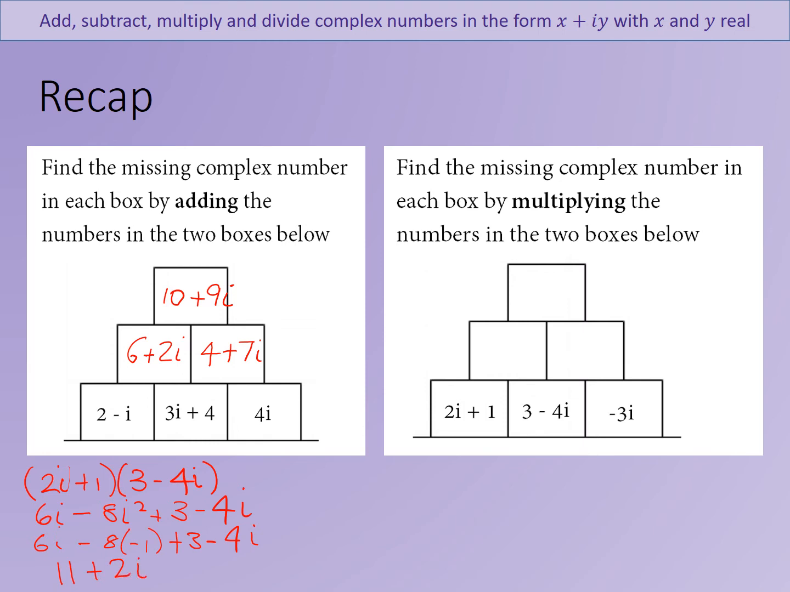Next one, we are multiplying 3 minus 4i by minus 3i. So this will give us minus 9i plus 12i squared. Substitute in the minus 1 again for i squared there. That's minus 9i plus 12 multiplied by minus 1, which will simplify to minus 12 minus 9i. So let's write those two in. 11 plus 2i, minus 12 minus 9i, and then multiplying these two together.